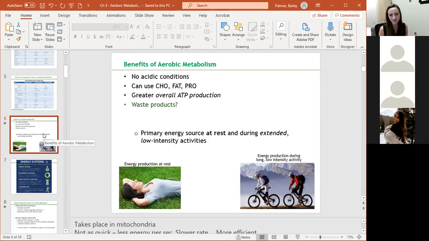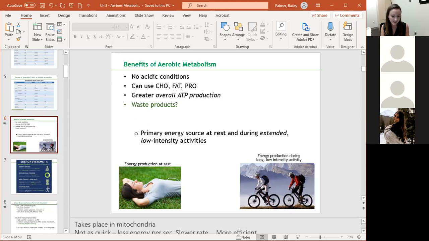Anybody? Someone's got to say before I move on. What are the two waste products of aerobic metabolism? Is water one of them? Yes, water is one of them.